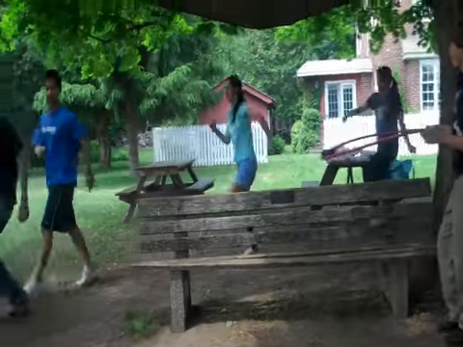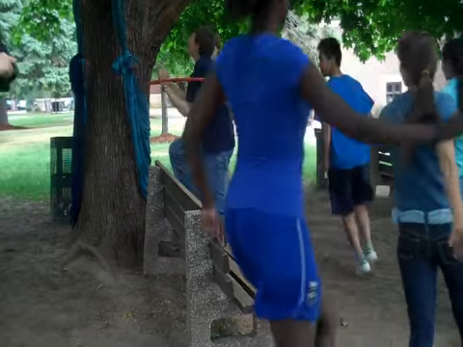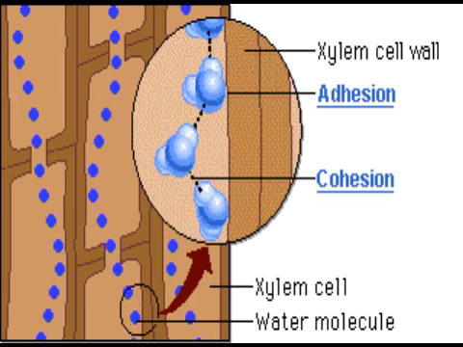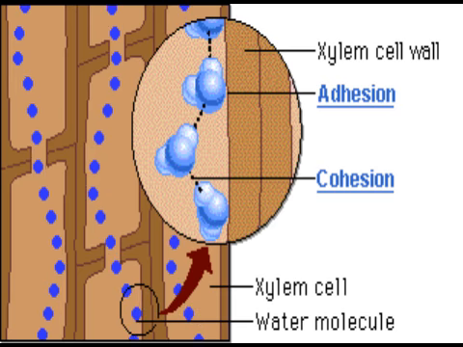Another factor is the bonding of water molecules. They are attracted to each other by an incredible amount of force. This cohesion is due to hydrogen bonding and causes them to be drawn upward by the pull of other water molecules. For this reason, the transpiration pull theory is also called the cohesion theory.